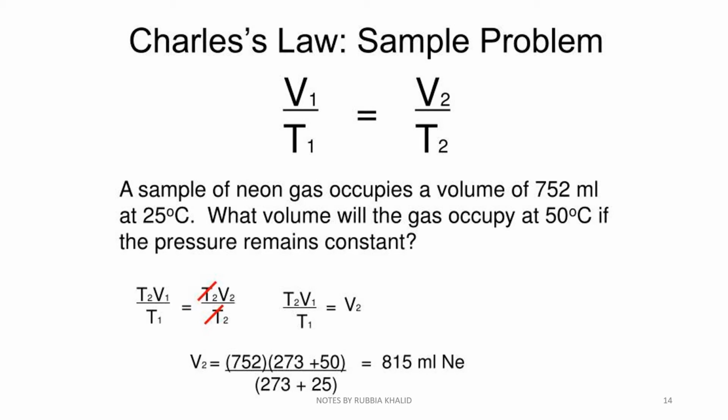We're going to substitute all the given data in this formula, V1 over T1 equals V2 over T2, and then solve for the unknown.